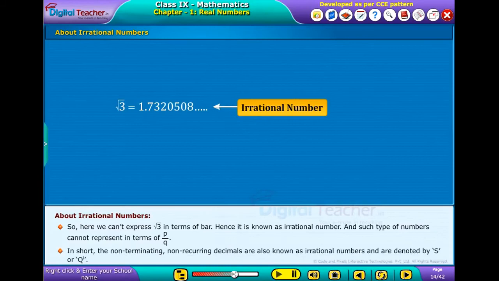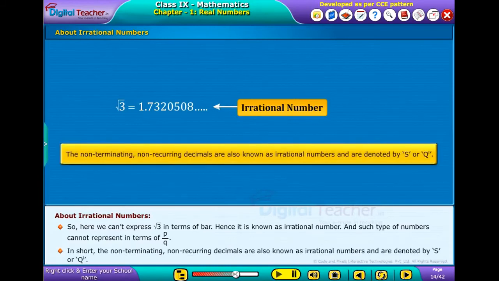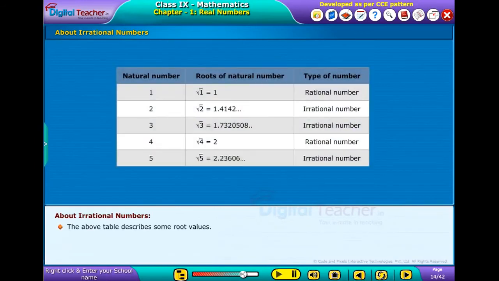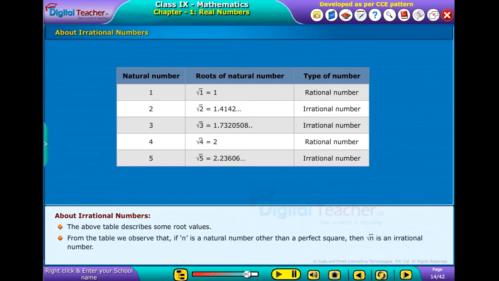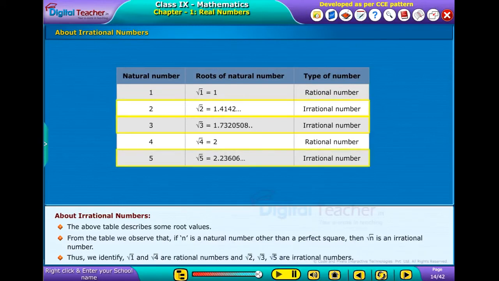In short, non-terminating, non-recurring decimals are also known as irrational numbers and are denoted by S or Q dash. The above table describes some root values. From the table, we observe that if n is a natural number other than a perfect square, then root n is an irrational number. Thus, we identify root 1 and root 4 as rational numbers, and root 2, root 3, root 5 as irrational numbers.